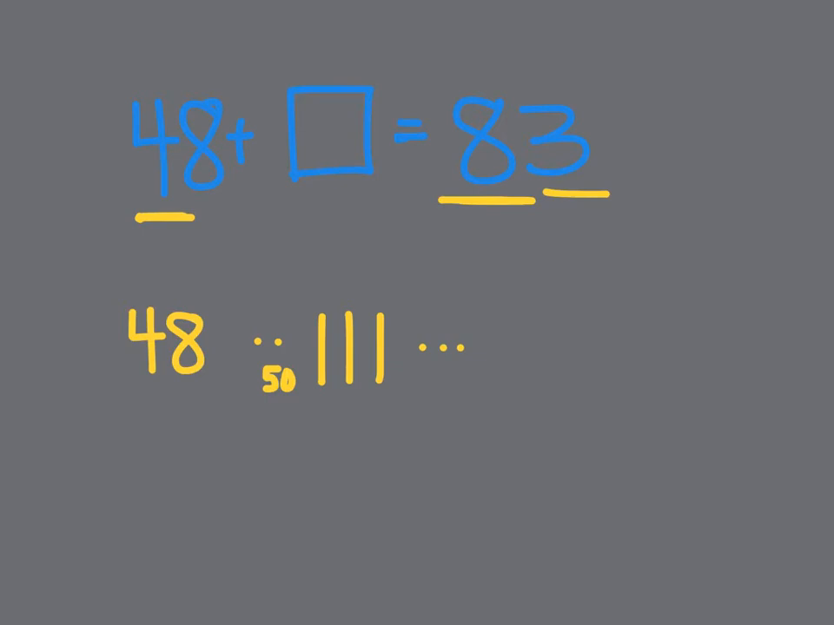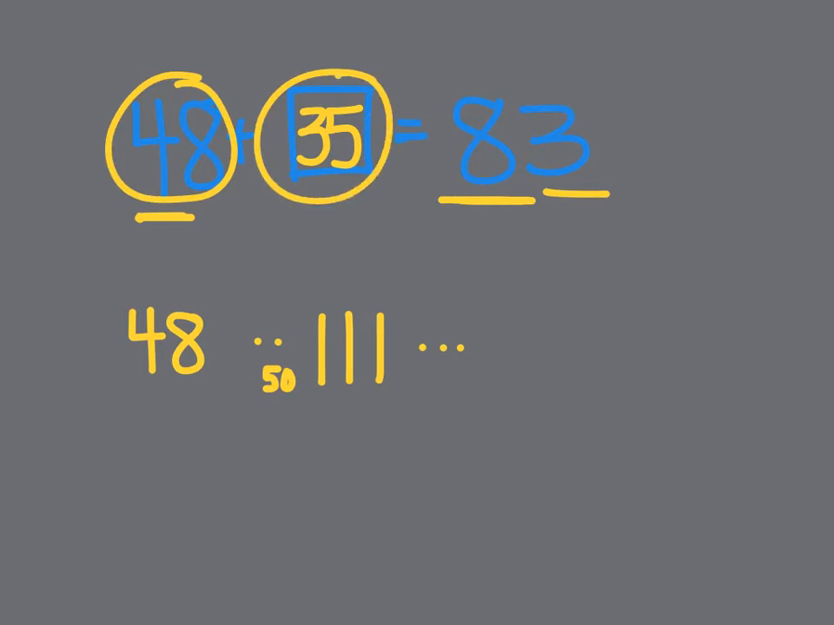Now I'm going to count 10, 20, 30, 31, 32, 33, 34, 35. So the answer that I have come up with is 35. If I'm not sure of my answer, if I want to check and see if I got it correct, I'm going to take these two numbers, these two partners, and add them together. So I add 48 plus 35.